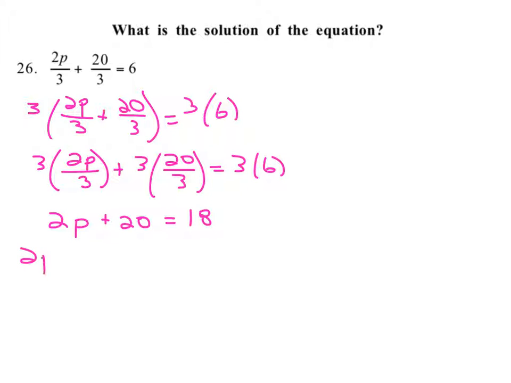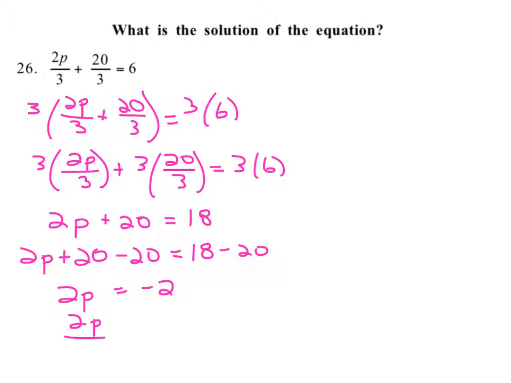And now we can say 2p plus 20 equals 18. Let's take away that 20 to isolate p, or the 2p initially. 18 take away 20, and we've got then 2p is equal to negative 2. We're taking away 2 more than what's there. Okay, and then we've got 2p divided by 2 equals negative 2 divided by 2, or p is equal to negative 1.